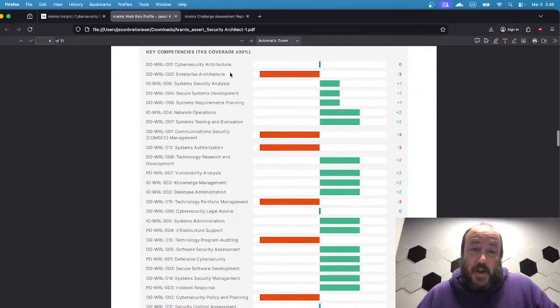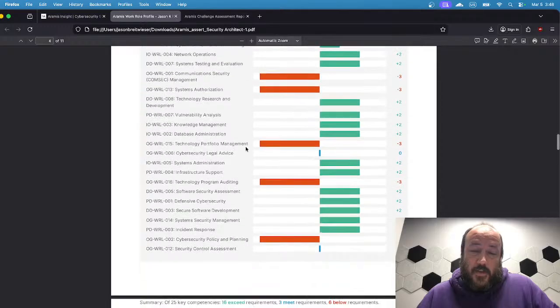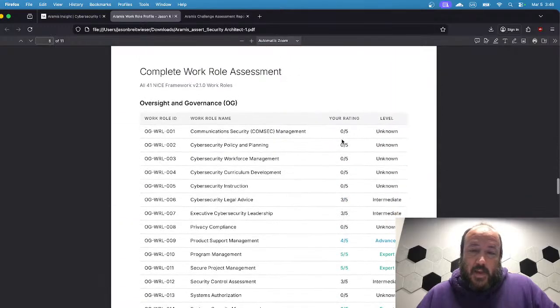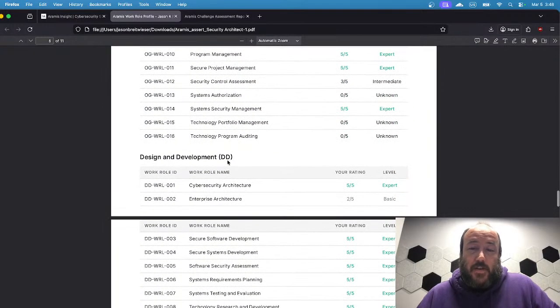I was indicating my enterprise architecture was more basic insofar as fundamentals. Same with ComSec and systems authorization. But that being said, if you look at my rating, this is why. I rated myself a 0.05 on communication security in management. Cybersecurity policy and planning. Again, I'm not the governance guy. I've not been known for governance.